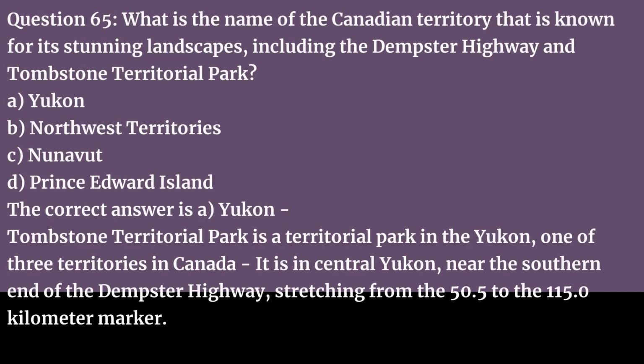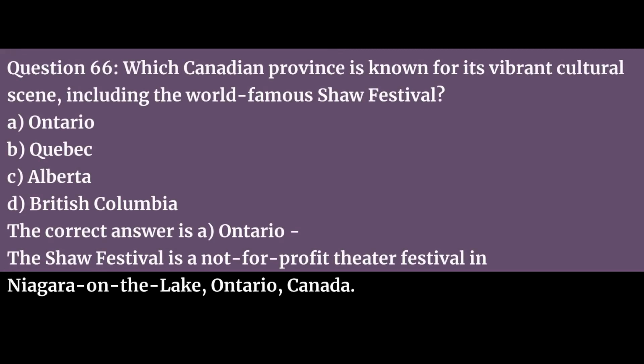Question 65. What is the name of the Canadian territory that is known for its stunning landscapes, including the Dempster Highway and Tombstone Territorial Park? A. Yukon. B. Northwest Territories. C. Nunavut. D. Prince Edward Island. The correct answer is A. Yukon. Tombstone Territorial Park is a territorial park in the Yukon, one of 3 territories in Canada. It is in central Yukon, near the southern end of the Dempster Highway, stretching from the 50.5 to the 150.0 kilometer marker.